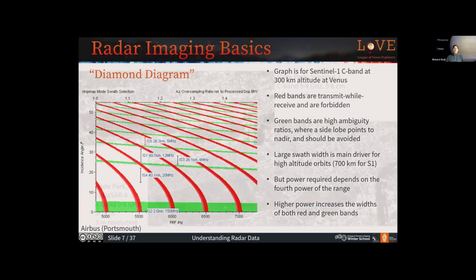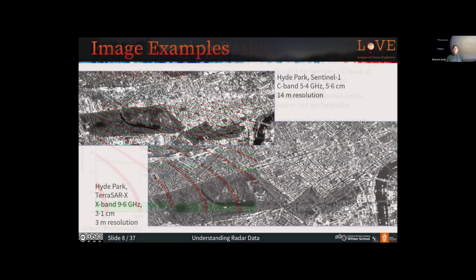So that's a little bit of background about the radar itself. Here are two images at different wavelengths and different resolutions from Hyde Park in London. This is central London, really. The top image is a typical Sentinel-1 C-band image. That's about 5 centimeters wavelength, and the image has a resolution of about 14 meters. We'll talk about resolution much later on.